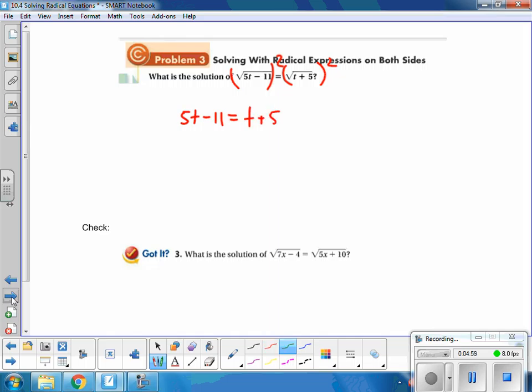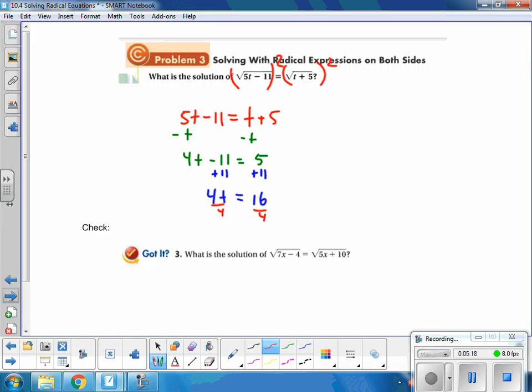And then we can just start working through this one. I'm going to subtract t from both sides. I end up with 4t minus 11 equals 5. I'm going to add 11 to both sides. 4t equals 16. I'm going to divide by 4.